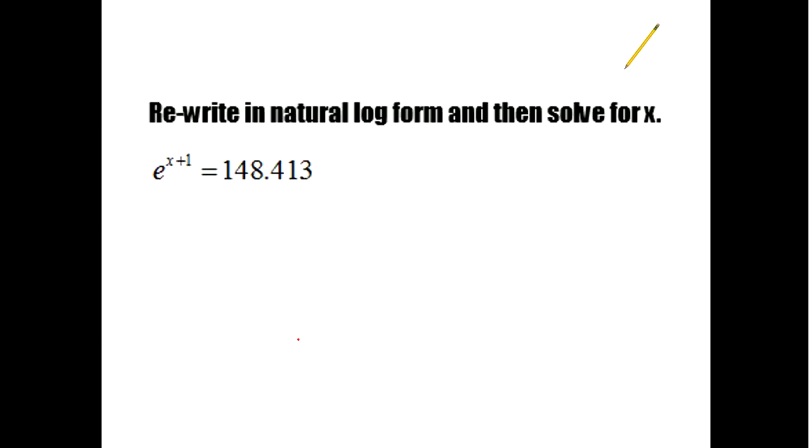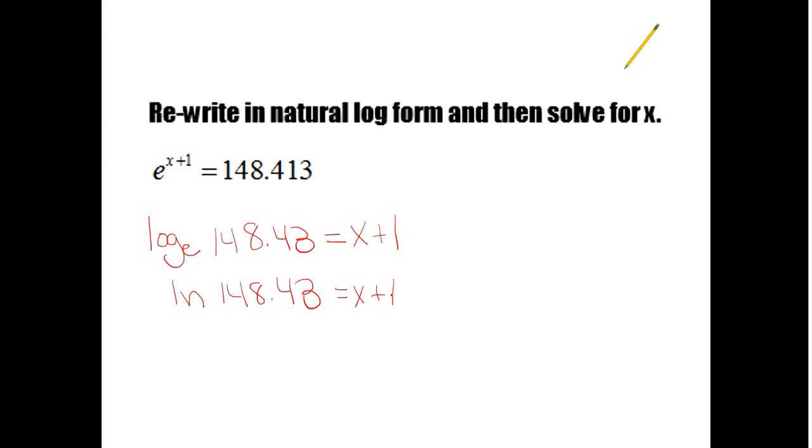Now let's rewrite in natural log form and then solve for x. So I can rewrite this with the log form. So that would be log base e of 148.413 is equal to my exponent, x plus 1. Now, log base e of 148.43 is technically ln of 148.43, right? Now, you're probably saying, Marsh, how on earth do we know what that is? Well, you can find what ln of 148.43 is on your calculator.